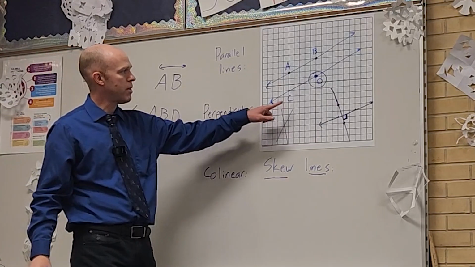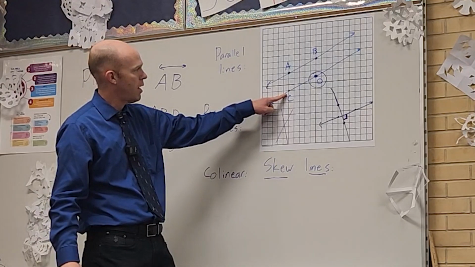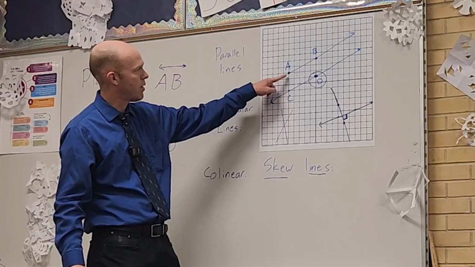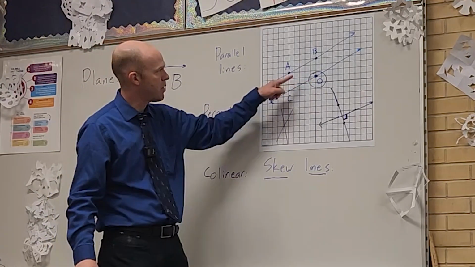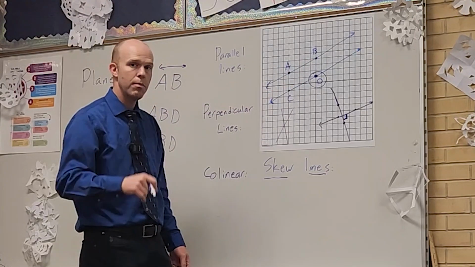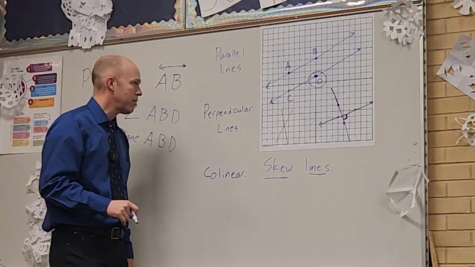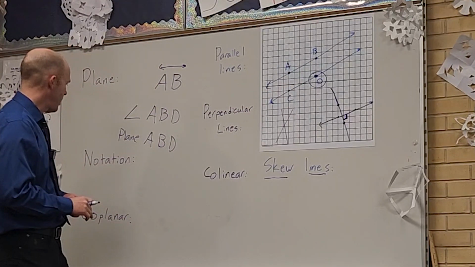Now we could have chosen other names because C is also a point in this plane, so I could have called it ACD or I could have called it CBD. There's lots of different potential names for this plane because there are lots of different points in a plane.